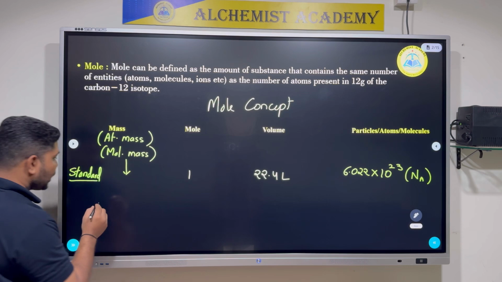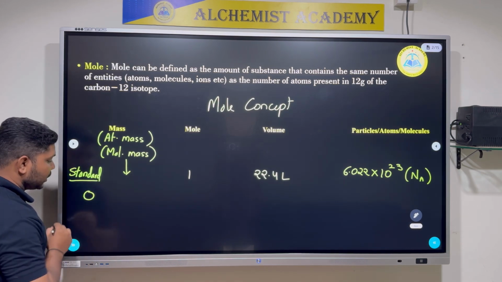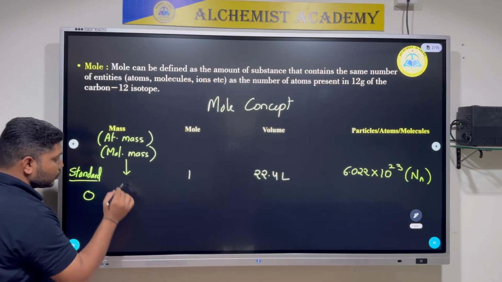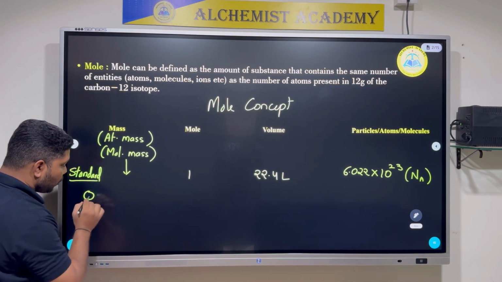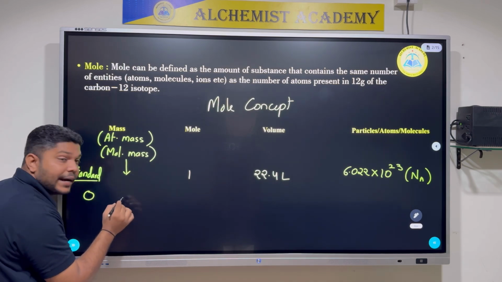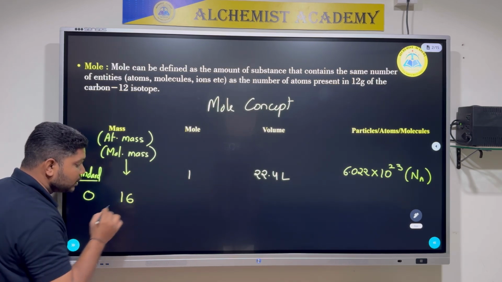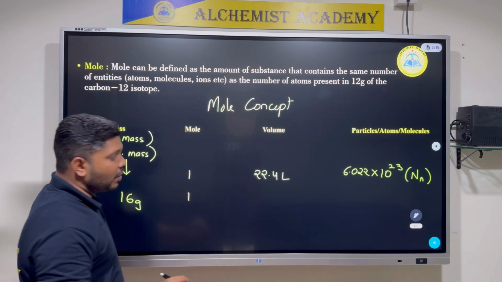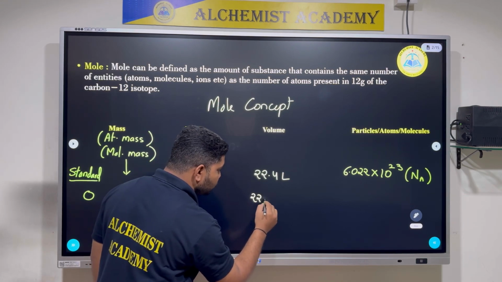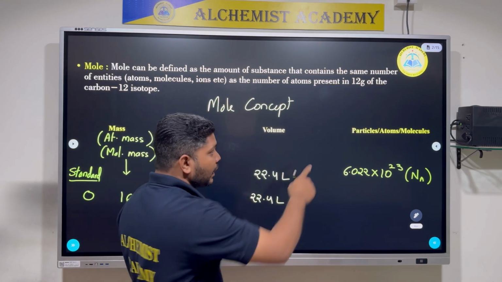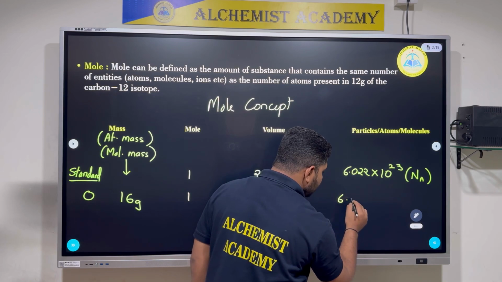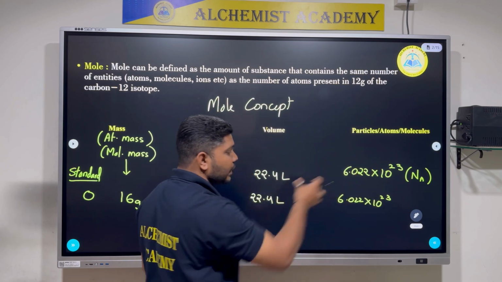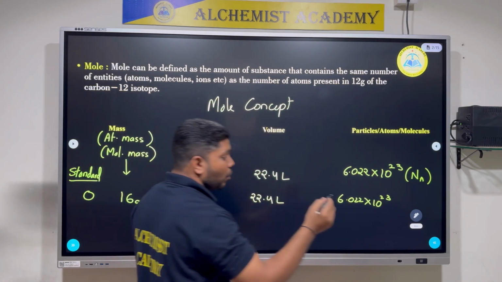Okay, suppose I am saying oxygen atom. How do we write a standard for this oxygen atom? Oxygen is an atom, so you write the atomic mass of this. The atomic mass of oxygen is 16 grams, right? Mole is always 1. Volume is always 22.4 liters and particles is always 6.022 into 10 raised to 23. Here it is atoms. We cannot call it a molecule because I am talking about an oxygen atom.